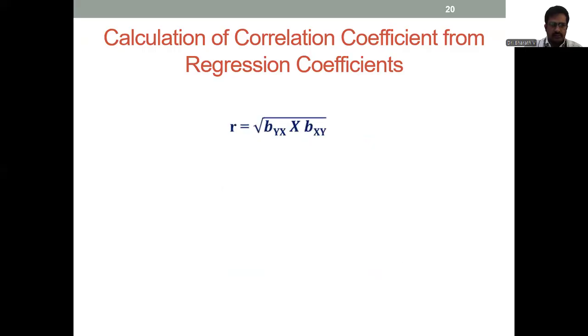Then the third and last method is to calculate the regression coefficient using the correlation coefficient. The correlation coefficient equation is r equals the square root of b yx multiplied by b xy.